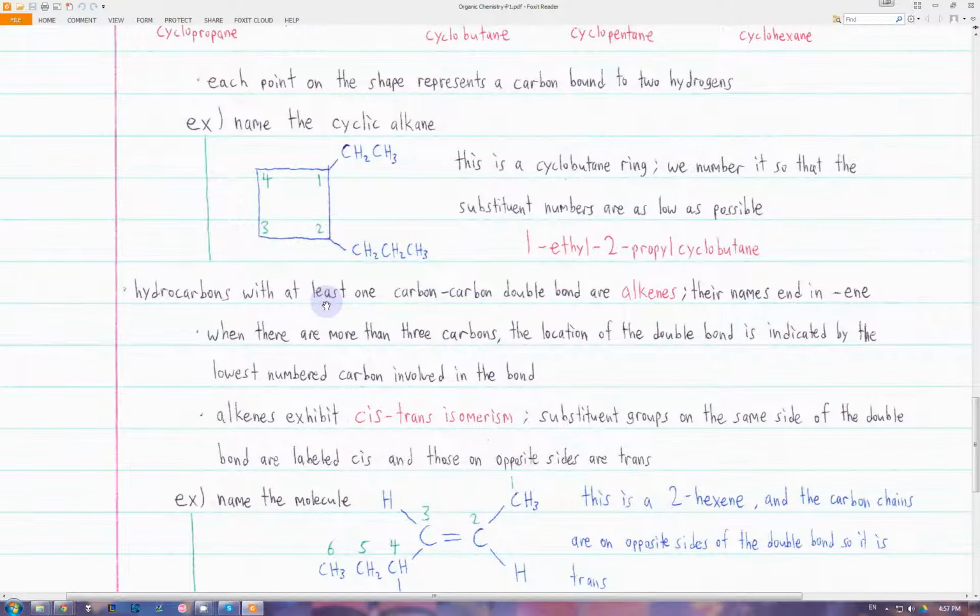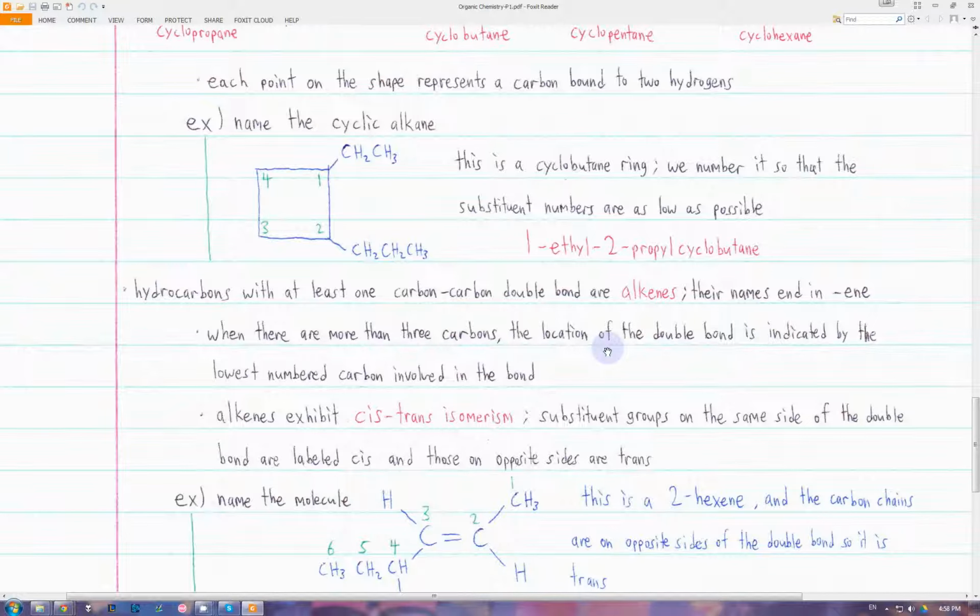So now we move on to the unsaturated hydrocarbons. So if one of the carbon-carbon bonds in the hydrocarbon is a double bond, then it's an alkene. And the names for alkenes are the same as the alkanes, except we replace the -ane with the -ene. So for example, instead of methane, we have methene.